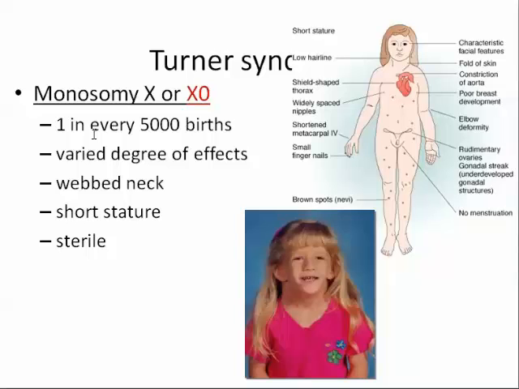They have a wide variety of problems. Each one is its own severity, but even though they do have 1 X and the other X would have turned into a Barr body, that extra X during development is the big difference between being normal and having Turner syndrome.